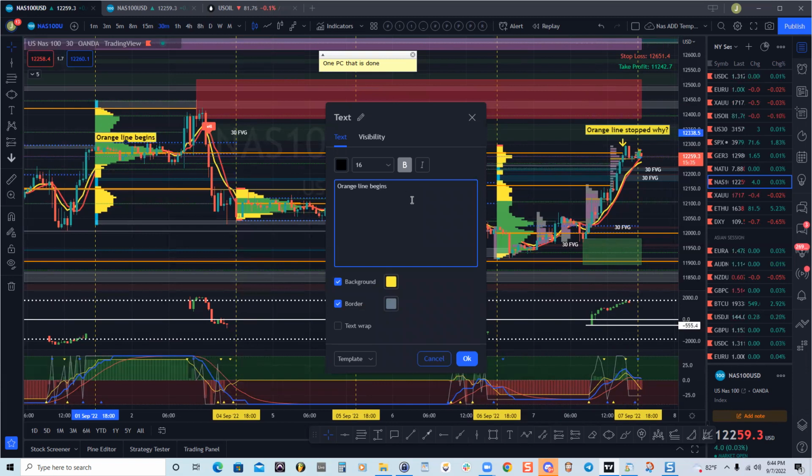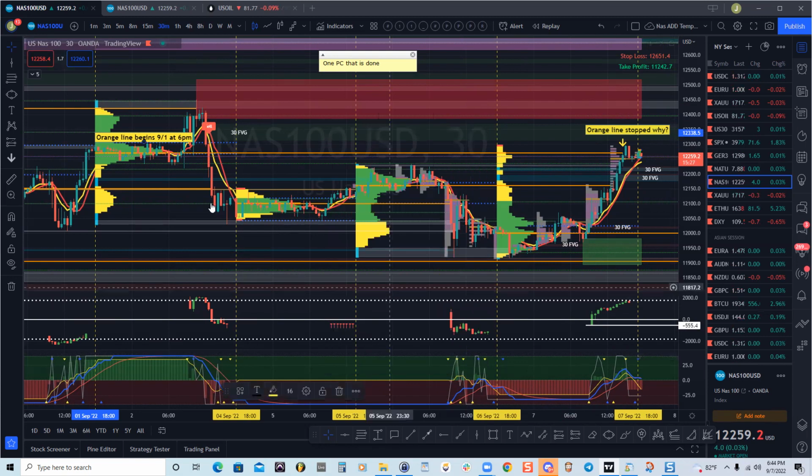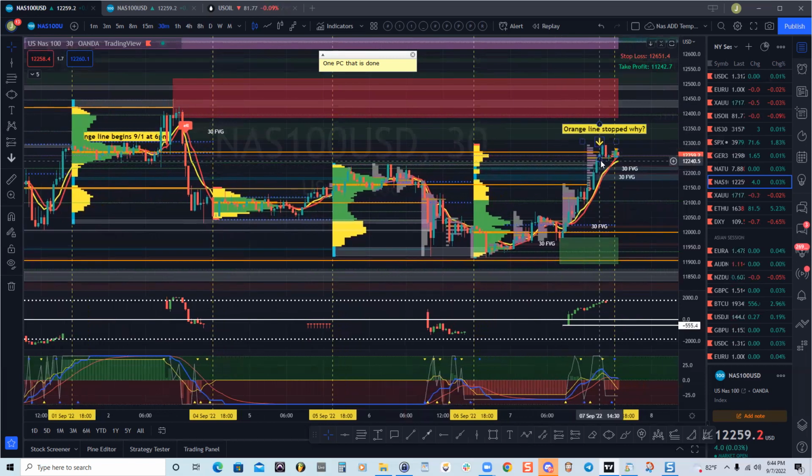It begins on September 1st, right? At the Asia session, 6 p.m. So this is a fresh one. At one time, this was fresh, right? So when does the candle come in this picture? Here, right?